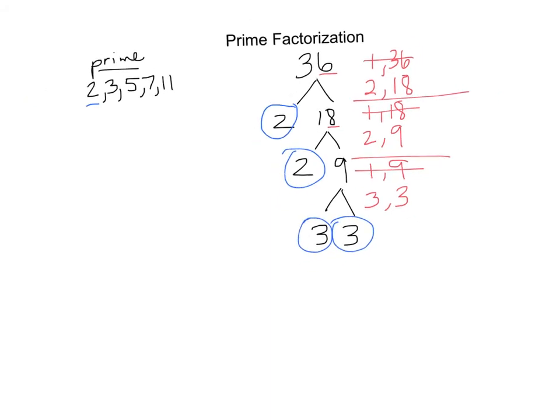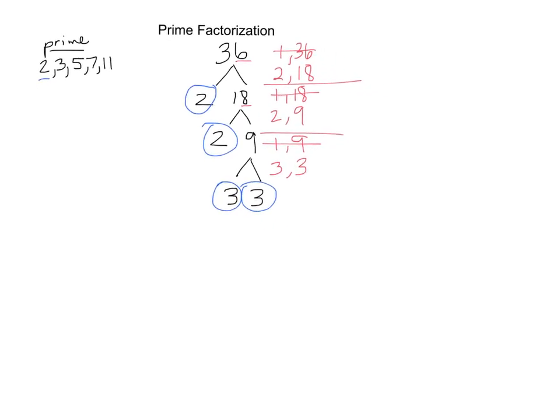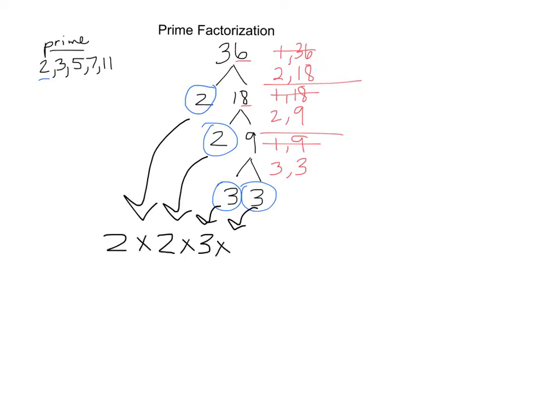Now we have to write our prime factorization. So we are going to remember to bring down each of these circled prime numbers and write them as the prime factorization. Now we want to write the numbers least to greatest, so we'll start with 2. So we have 2 times 2 times 3 times 3. And this whole prime factorization is equal to 36.